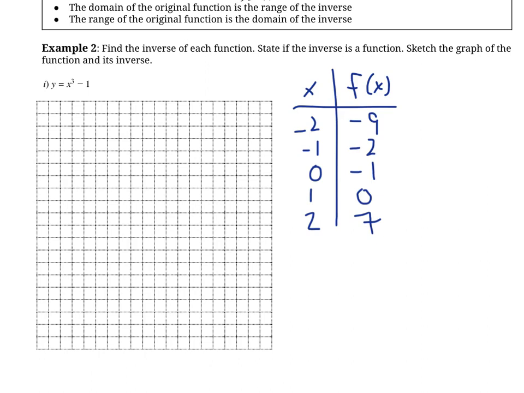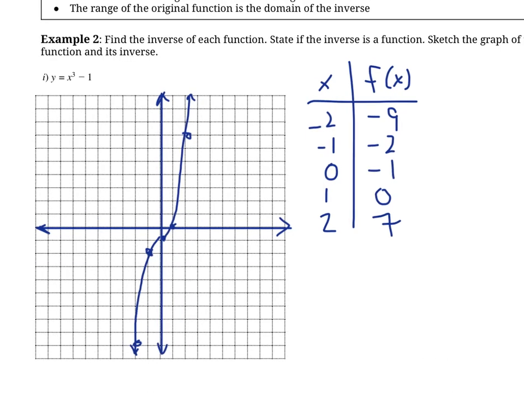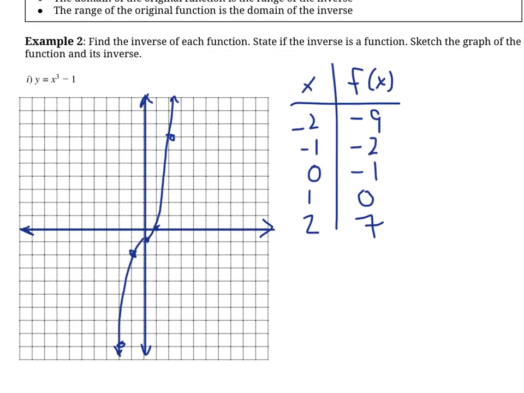So here's just that table of values for our f of x. So let's just quickly sketch that as well based on those points. So that's roughly what our f of x looks like, right? It's just essentially the base cubic function shifted down by 1. So that makes sense. Let's now create a table of values for our inverse.